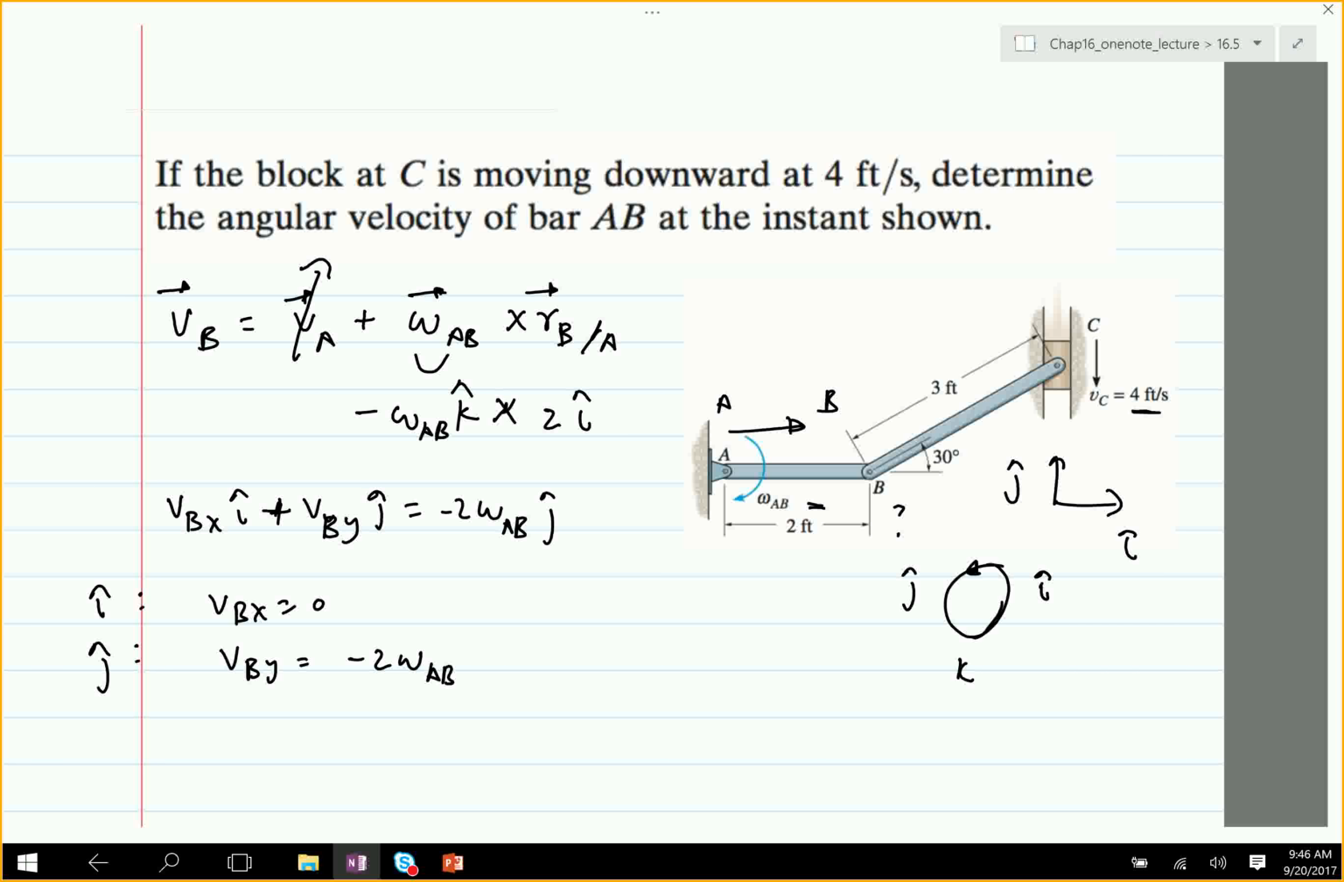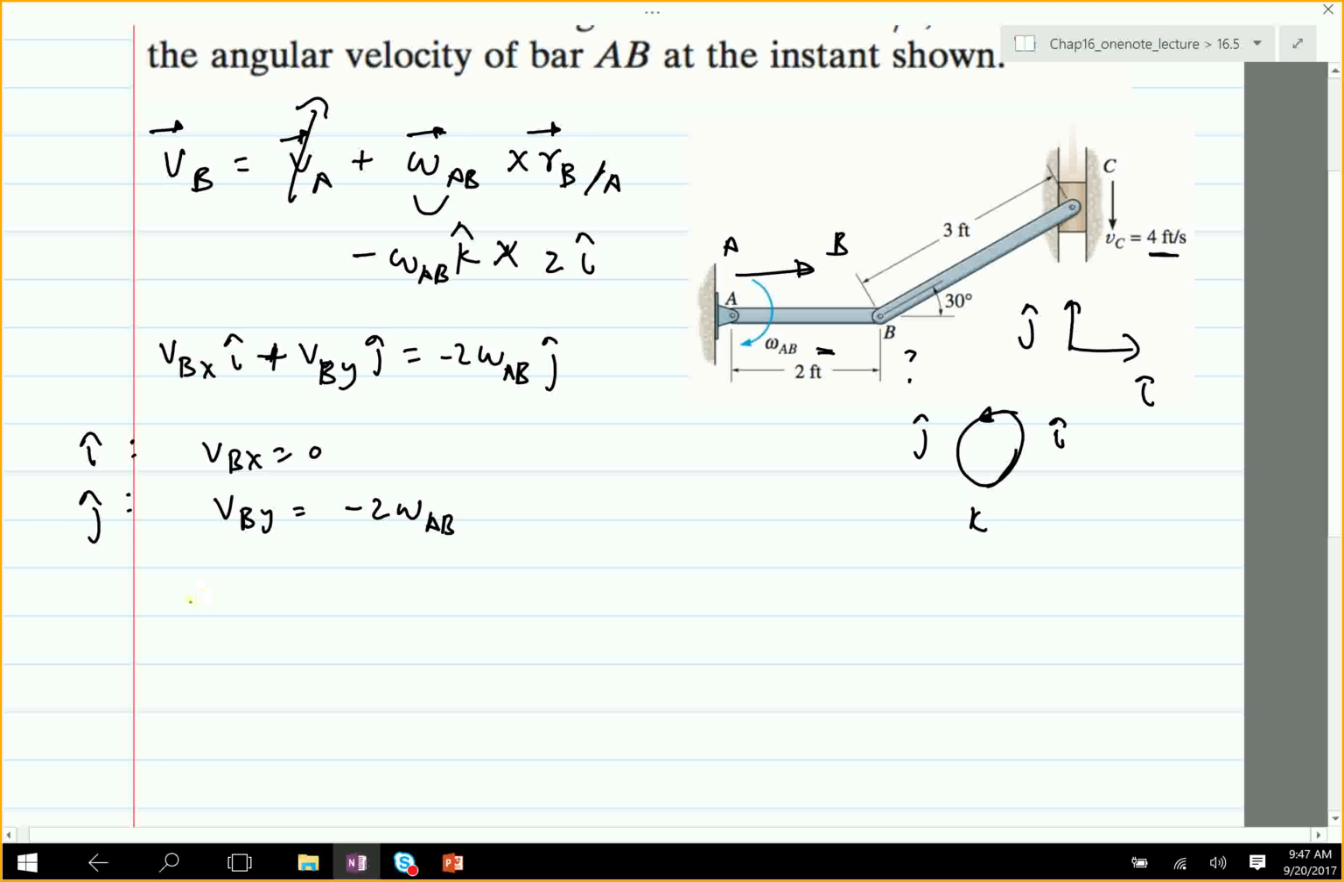So I've gone from A to B. Let me go from B to C and see if I can set up more equations to solve for these. So VC equals VB plus omega BC crossed with the vector from B to C. No, C to B. It's always C to B. This minus the first, minus the second. So, okay. Velocity of C. Do I know anything about velocity of C? I know it's 4 feet downwards, so it's minus 4 along J.